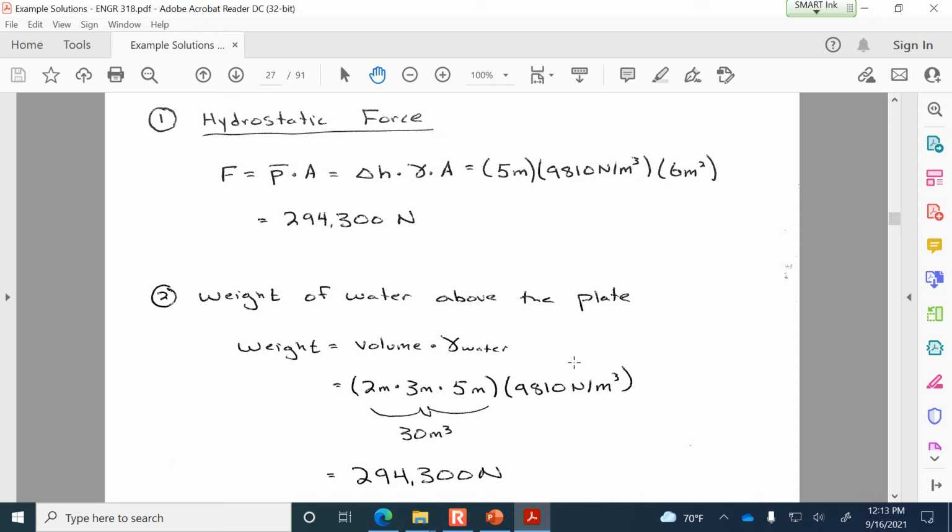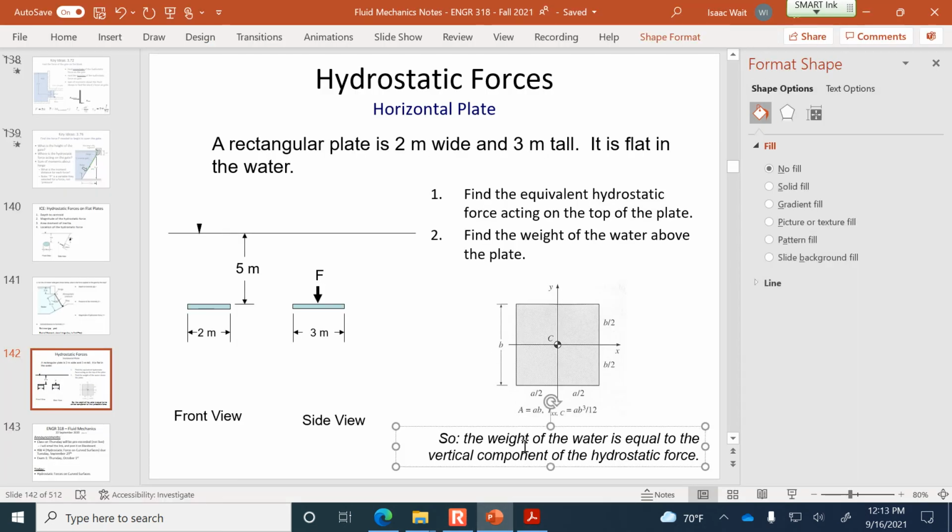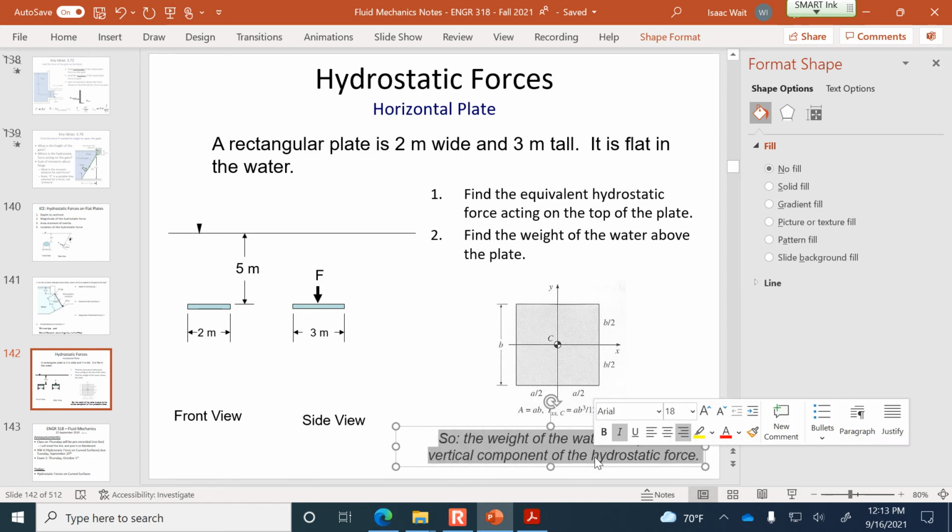So what we can draw from that is that the vertical forces acting on a submerged object are equal to the weight of the water above it. Let me type that out. Oh, I already did. The weight of the water is equal to the vertical component of the hydrostatic force. This is a hint of what we're going to be doing once the shapes get curved.